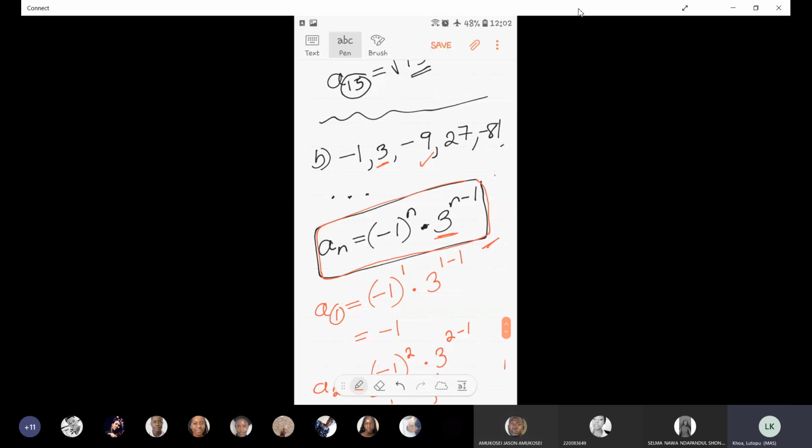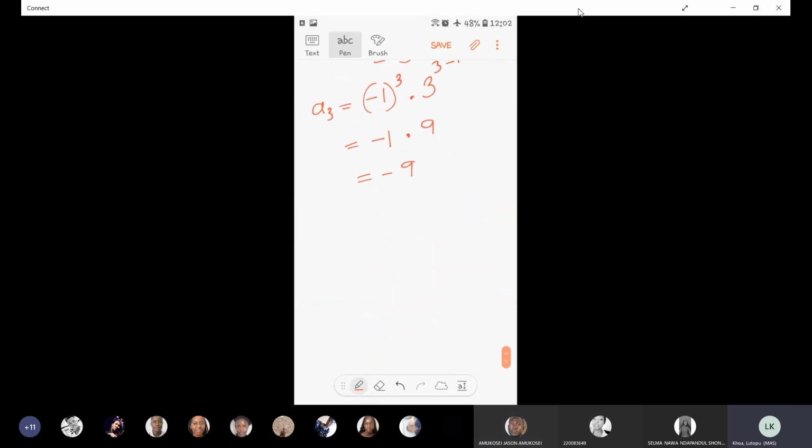All right, let's look at another sequence. We have 2, 4, 8, 16, and so on. Can somebody describe what is happening over here?